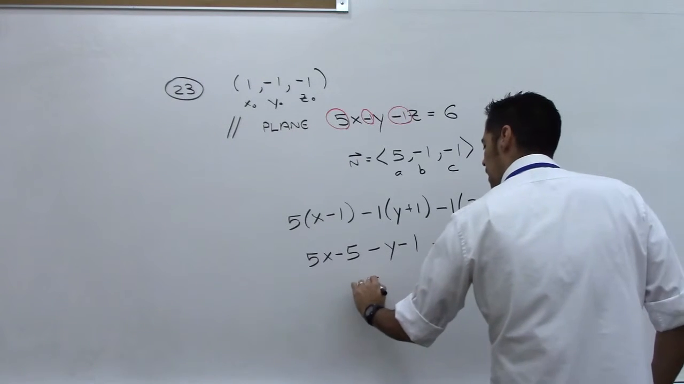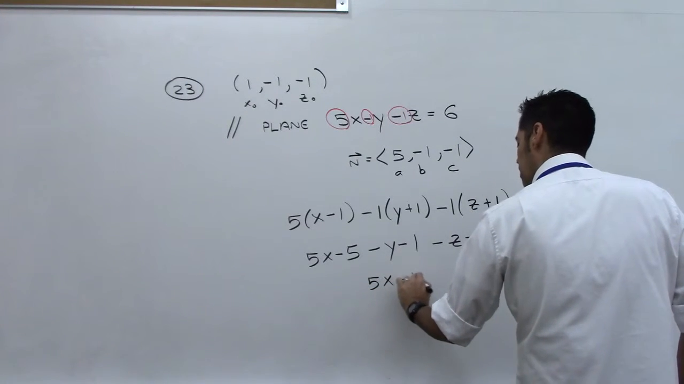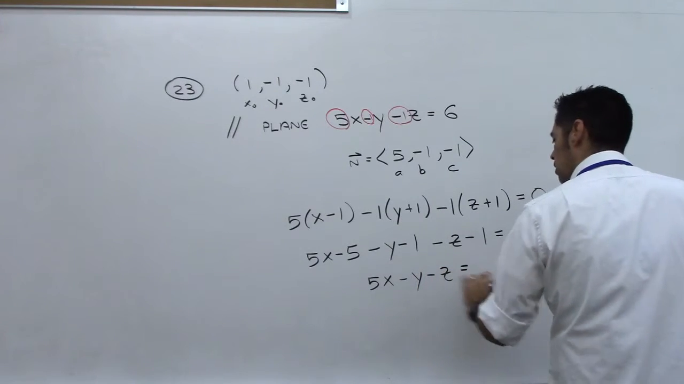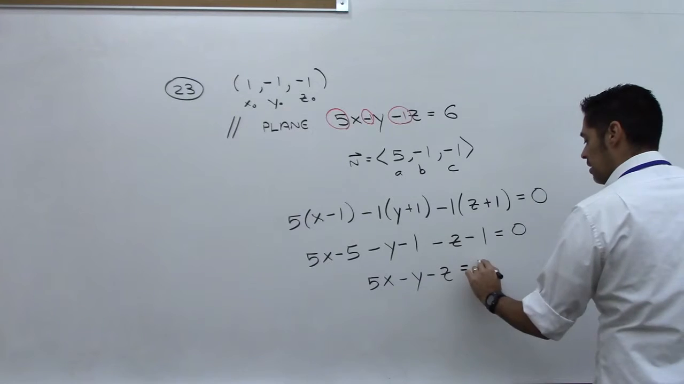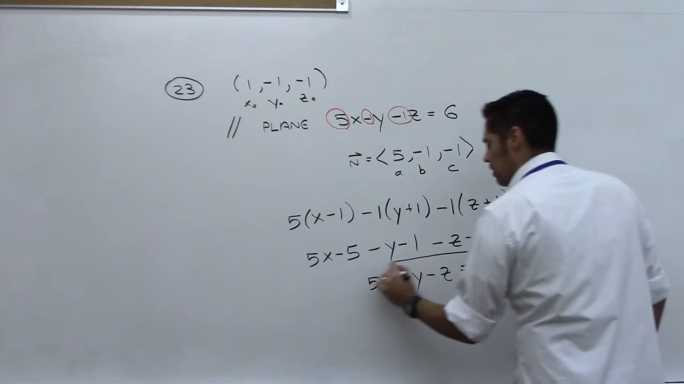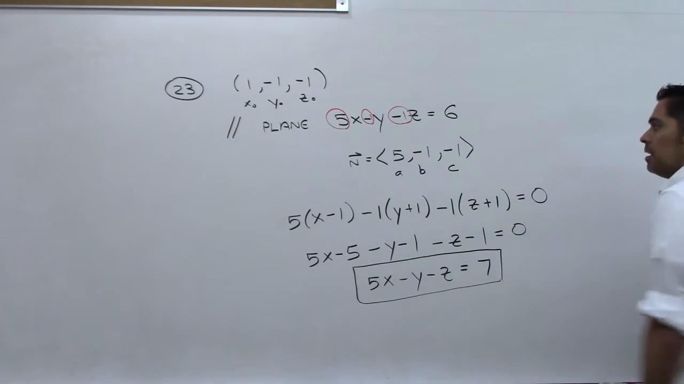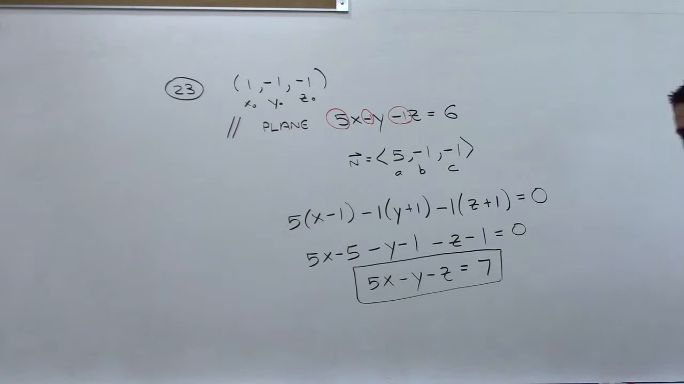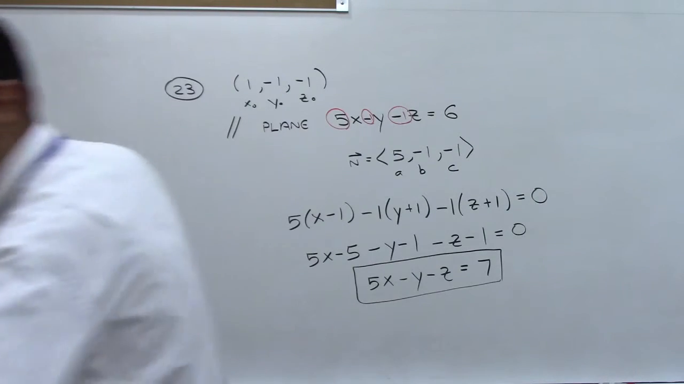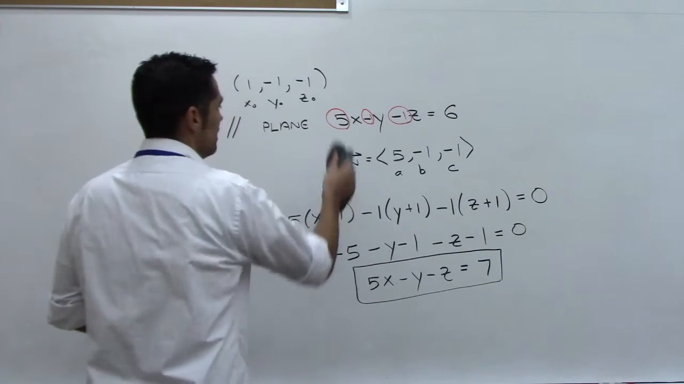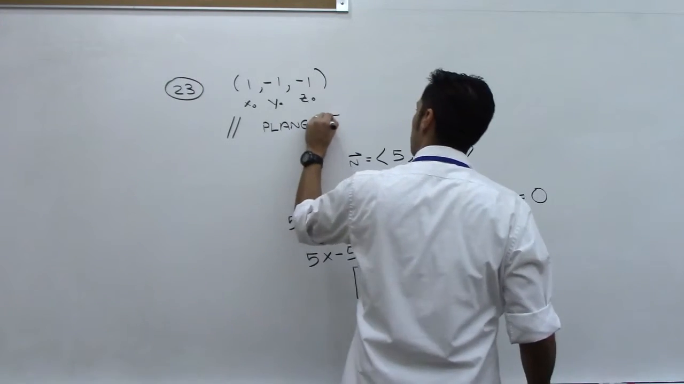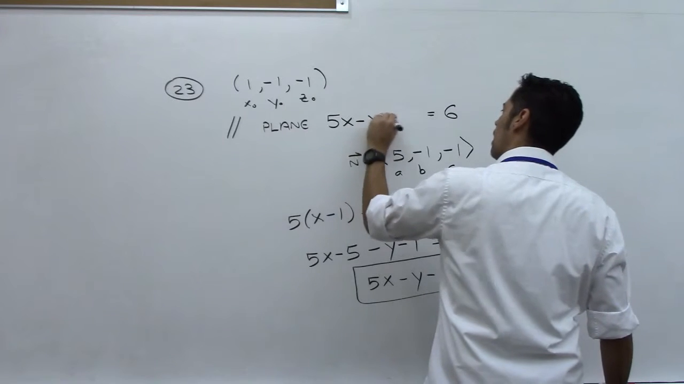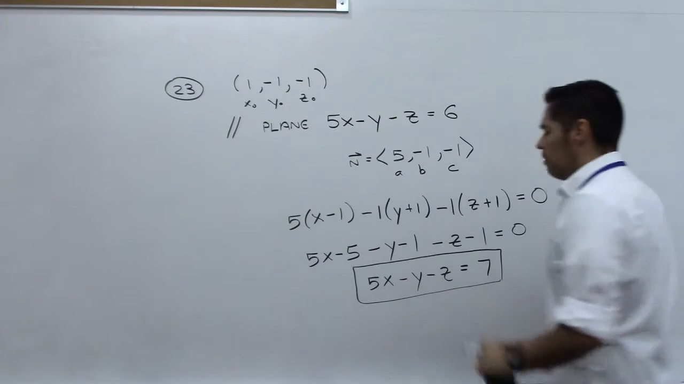And we should get 5x minus y minus z equals, let's see, this is -6, -7, take it to the other side, so 7. This should be the equation of the plane. And what you'll recognize when you look at this is that if we go back up to this one, this was 5x minus y minus z. That was given to us in the problem.